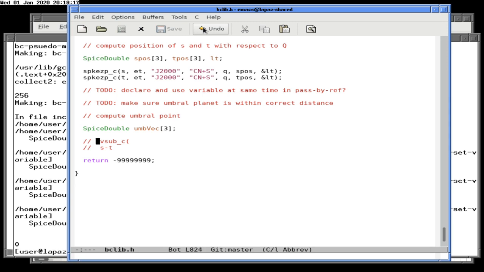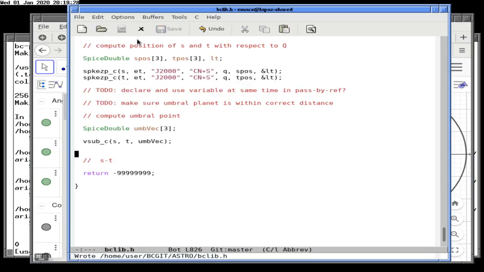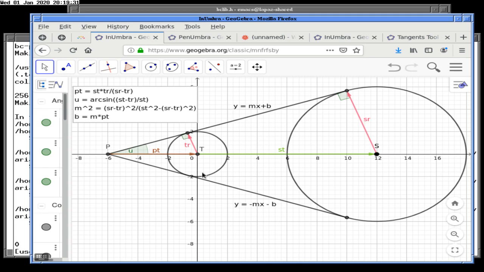So the first thing we do is subtract S from T and give it to umvec. That's the vector. And again, this is because S minus T will take you from T to S, so we are actually doing this variable in the forward direction. Now we know the length of PT because we've computed it 10 billion times. Or actually, we haven't, but that's okay. We will in just a sec. So all we need to do is take this vector and extend it from T in the negative direction by PT. Not really that difficult, but it's going to take a little bit of work.